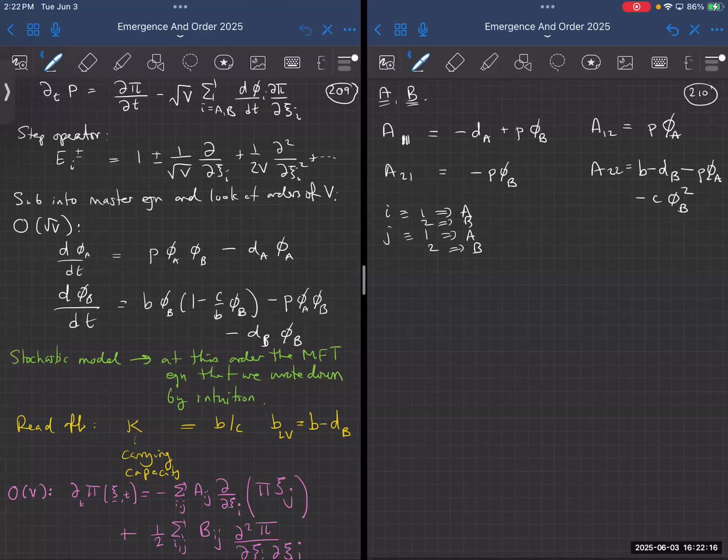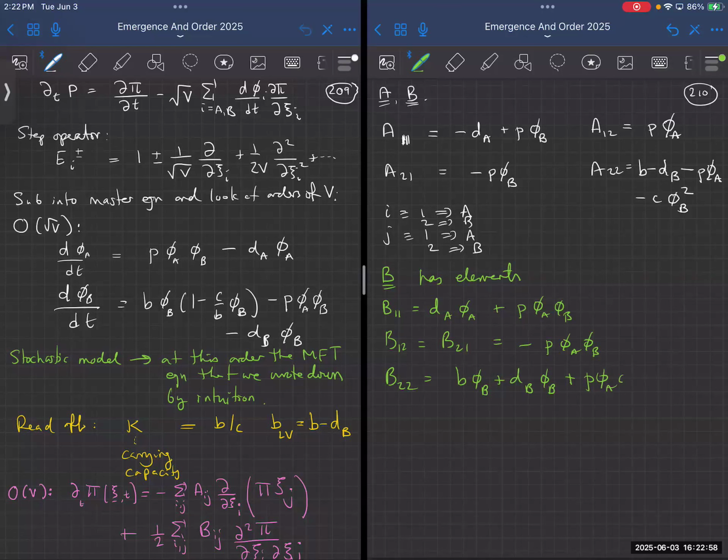And then the matrix B, the second matrix, has elements B11 equal to dAφA plus pφAφB. B12 equals B21 equals minus pφAφB, and B22 is equal to bφB plus dBφB plus pφAφB plus cφB squared. So this is just a calculation which I'm sparing you the details of.